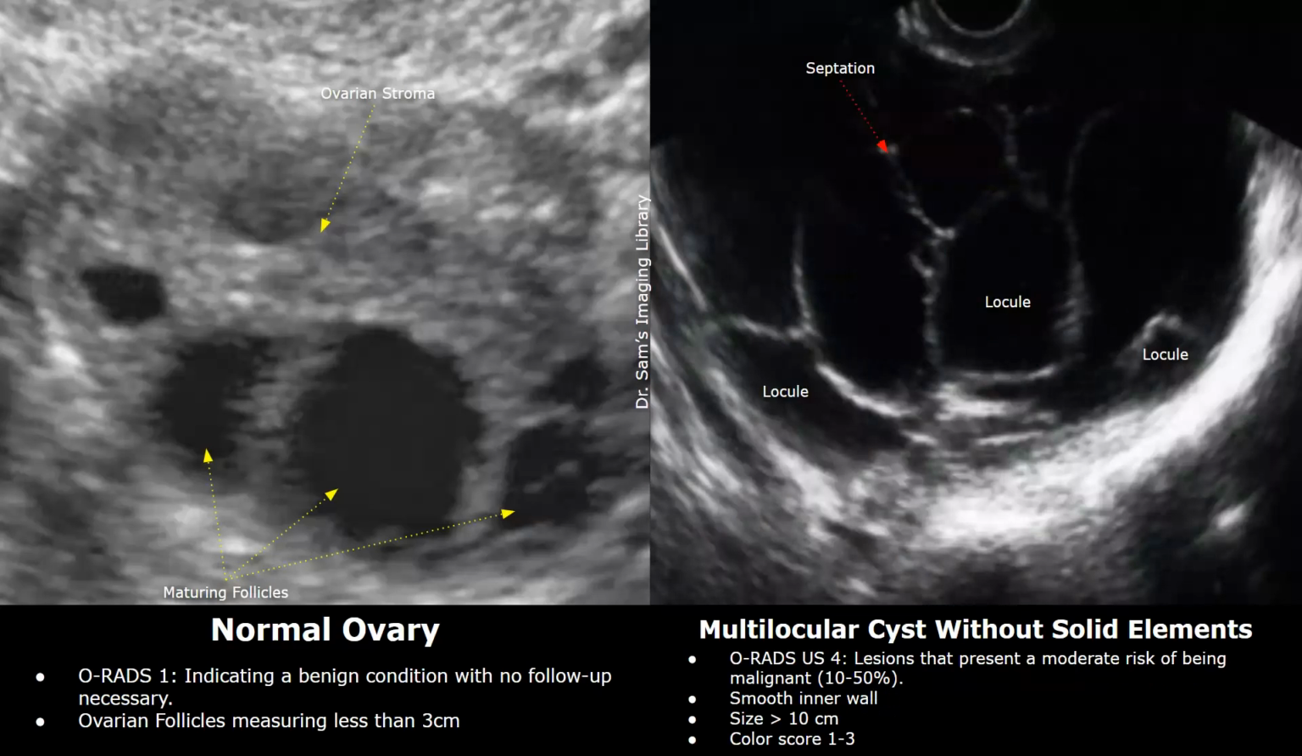This is also a multilocular cyst without solid elements. Although it has a smooth inner wall, it is a large lesion. It is exceeding 10 centimeters. Because of its large size, this multilocular cyst without solid elements and smooth inner wall will fall under O-RADS 4 because it exceeds 10 centimeters in size.